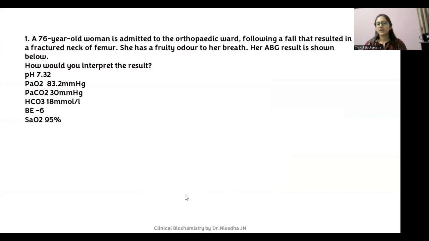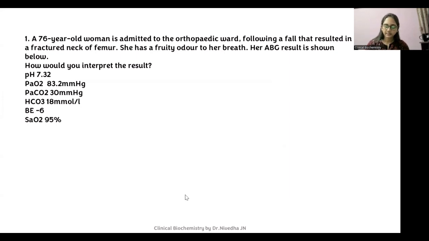All right. So we'll start off with each scenario. We'll start with simple cases, then complex cases, and we will discuss even more in the subsequent sessions also, right? So first, a 76-year-old woman is admitted to ortho following a fall resulting in a fracture of the neck of femur. She has a fruity odor to her breath. The ABG result is shown below, and how would we interpret it?